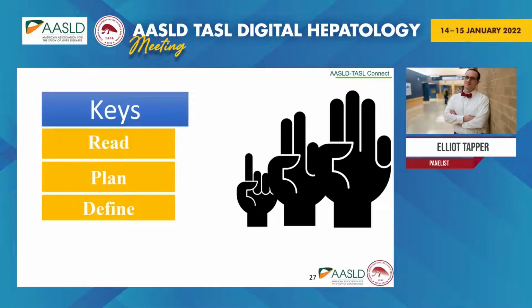Keys to success here are to read. The more literature you read, the more you're going to be aware of the databases, data sources, and analytic strategies available to you. Then you plan things out. You make sure you know how to identify your population of interest. You make sure you know about the gaps in the literature and align your analytic plan accordingly. And you define your population and outcomes carefully to make sure that it will stand the test of peer review.